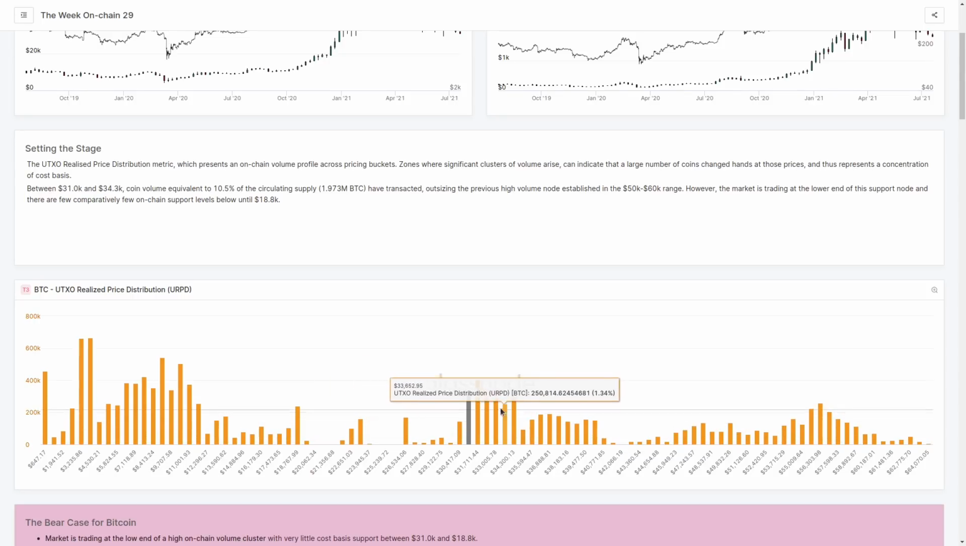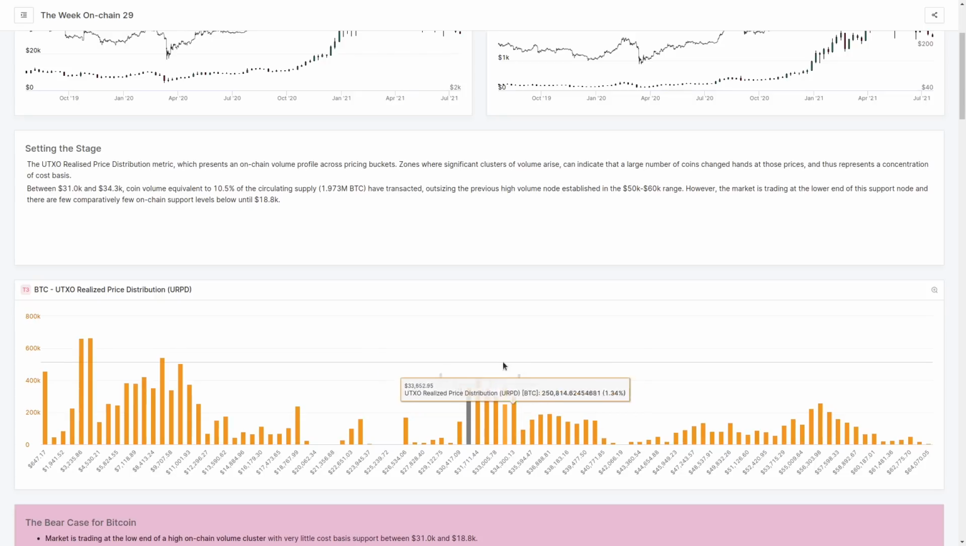Around 10.5% of, or an equivalent volume to 10.5% of Bitcoin's total circulating supply has transacted and moved within this zone. Now, again, some of those coins will be the same coins transacting between different parties. Some of them will be coins that were accumulated up here in this $50,000 range or the $40,000 range that have been sold at a loss. We know that substantial losses have been realized over the last couple of weeks. So there's a few ways to interpret this.